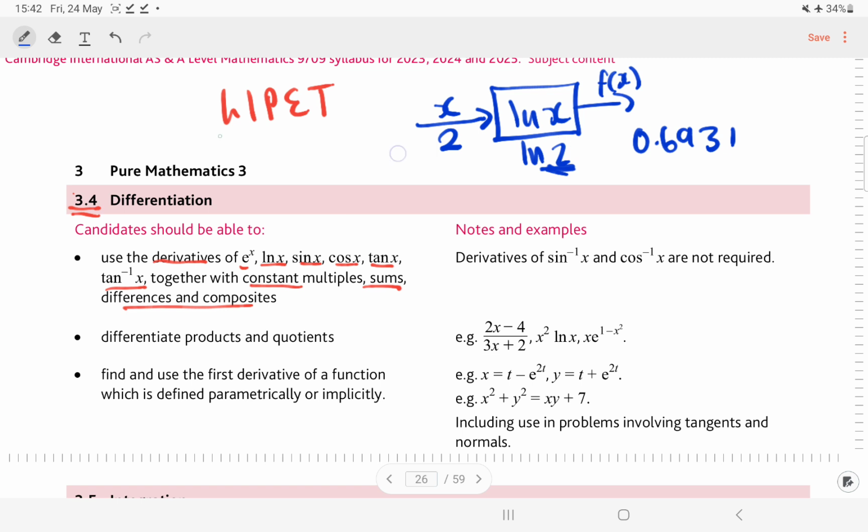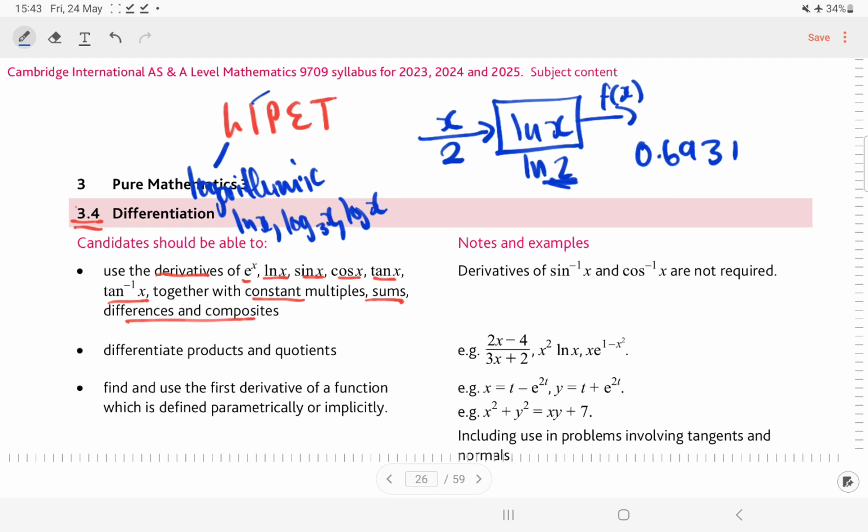So these are the functions. L is for logarithmic. I keep showing you this because it's important. L is for logarithmic, which we have ln x, log base 3 of x, anything. If we write lg or log, it will be log base 10 of x. These are all functions. And then I is for inverse trig.